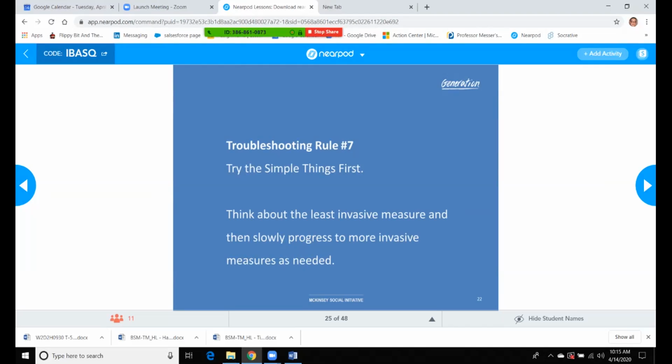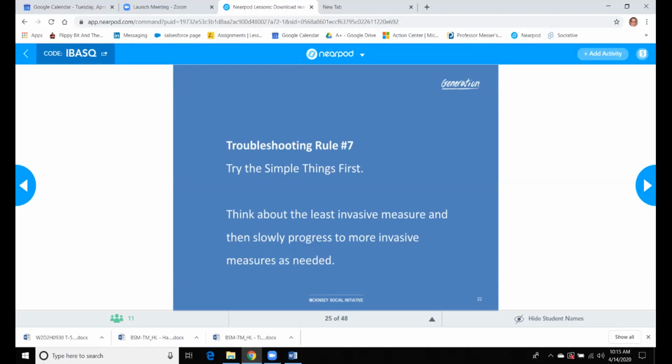So this is one of the things I was trying to say earlier, in reference to the problem itself. Troubleshooting rule number 7: always try the simplest thing first. Why would I want to do the simplest thing first? We're talking about a problem, not the simplest problem, but the simplest fix. It's less expensive and it's usually quicker to do, and I could resolve the issue.